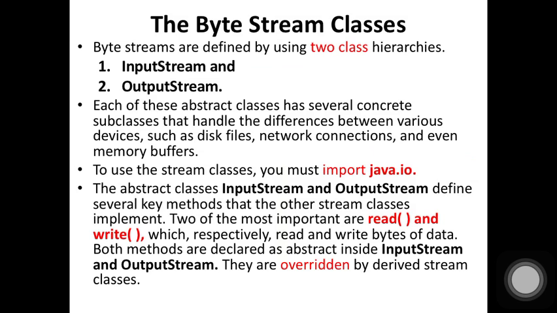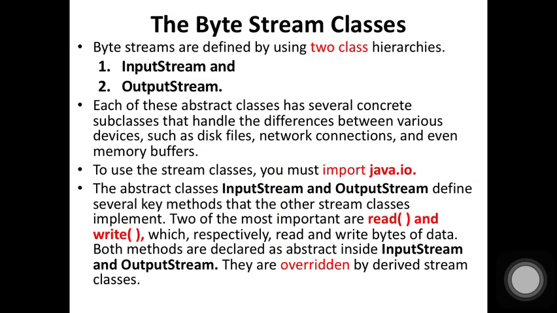Here the data will flow in the form of bytes. So usually we have two classes, InputStream and OutputStream. Based on these two classes, we can accept a value and we can send values. Whenever you want to accept a value, we need to import java.io. The abstract classes InputStream and OutputStream define several key methods that the other stream classes implement.